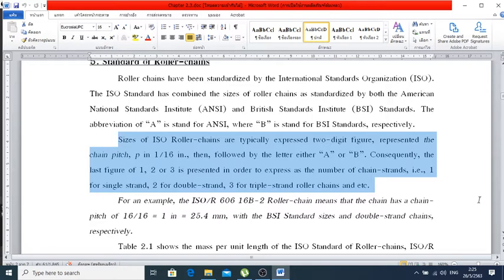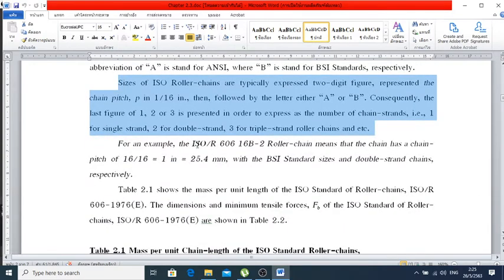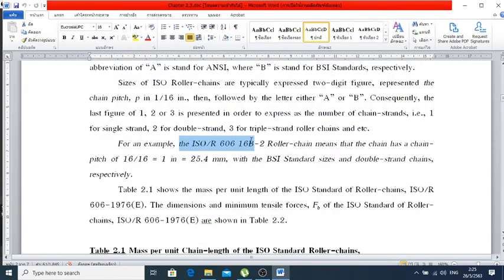For example, if we get the code ISO 16B-2, it means the roller chain has a pitch of 16 over 16, which is 1 inch, or 25.4 mm pitch, with the B standing for the British standard, and 2 standing for the double strand, respectively.